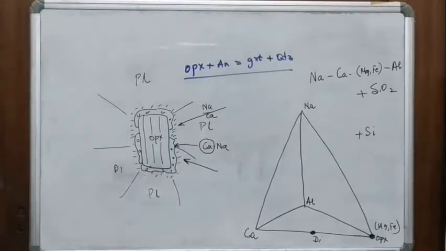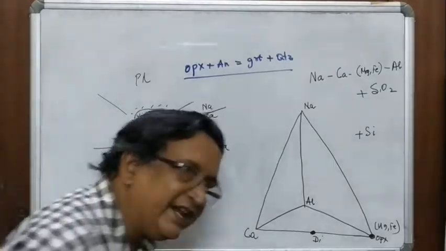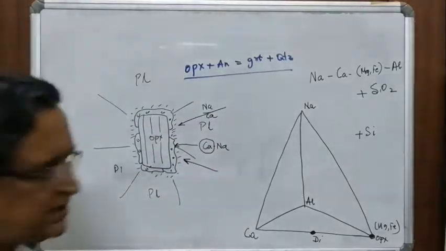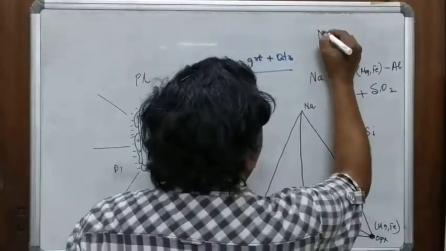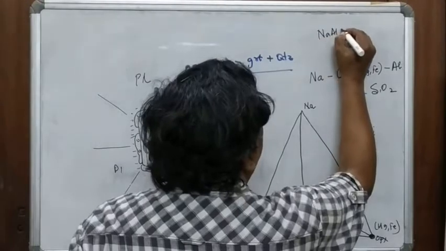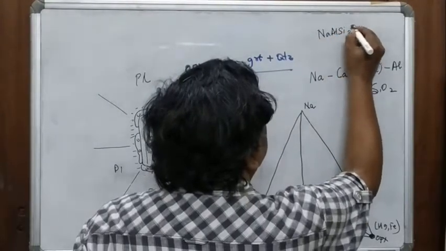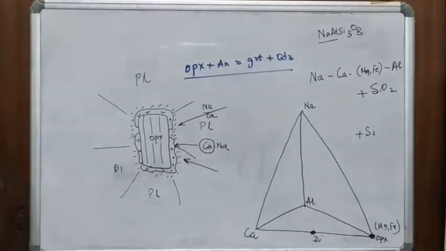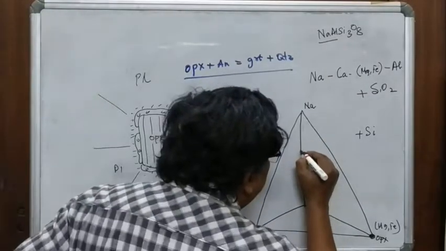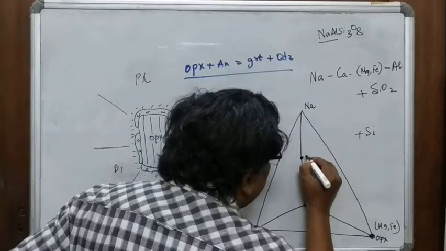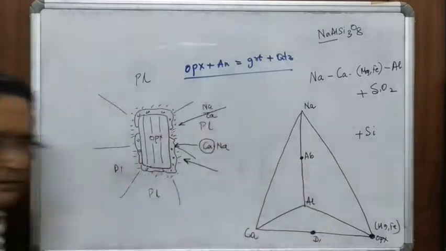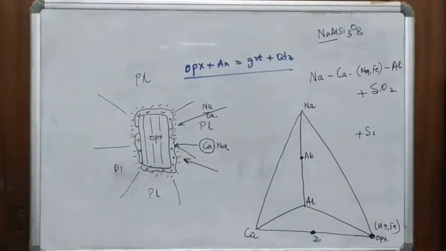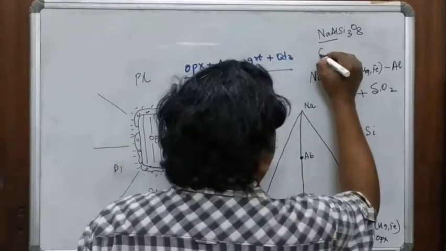Have you understood? Now you see albite. Where does it plot albite? See, the formula of albite is NaAlSi3O8. Na is to Al is 1:1. That means here, this will be the position of albite. Yes or no? 50-50. What about anorthite?